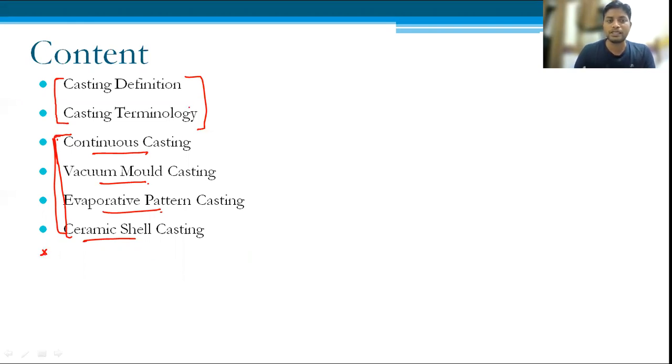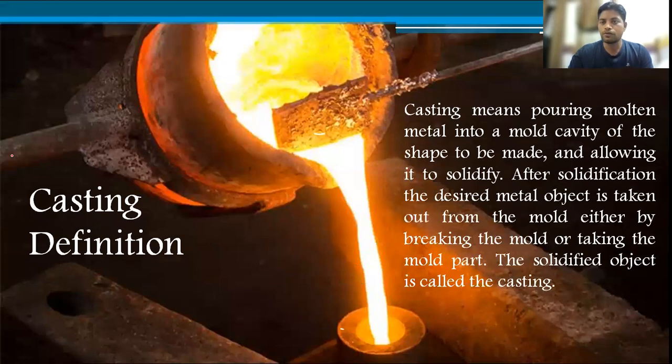Now in this lecture, I'm briefing you about the casting definition and the casting terminology. I know that you have already covered it in the fifth semester, so there is no need to go for it. But as I'm teaching this subject, I just want to brief you about this terminology. I believe that you are aware of these definitions, but still it's my responsibility to cover this. So today we will cover the casting definition and the casting terminology. Okay, so let's start. First of all, I'm reading this definition.